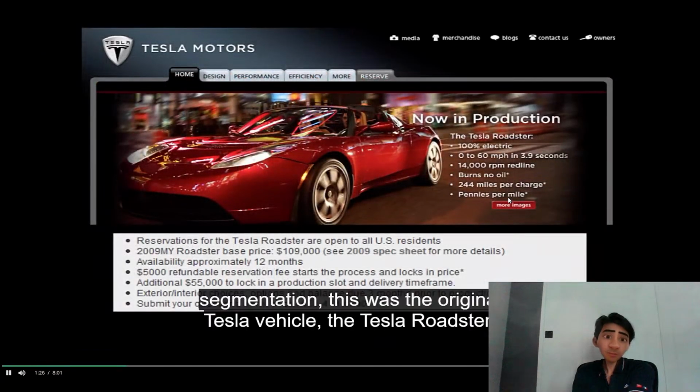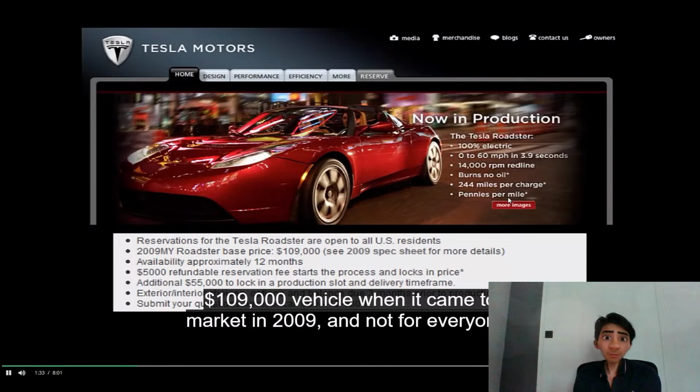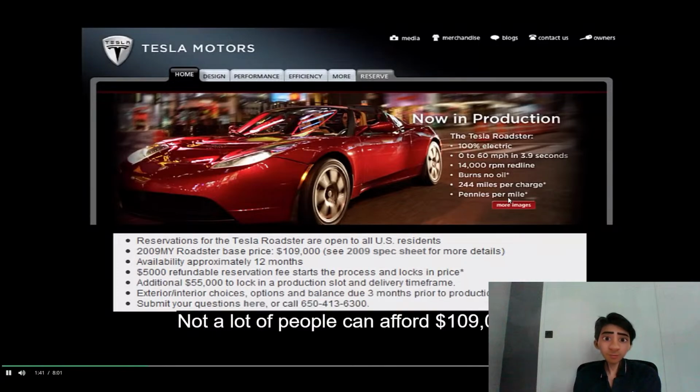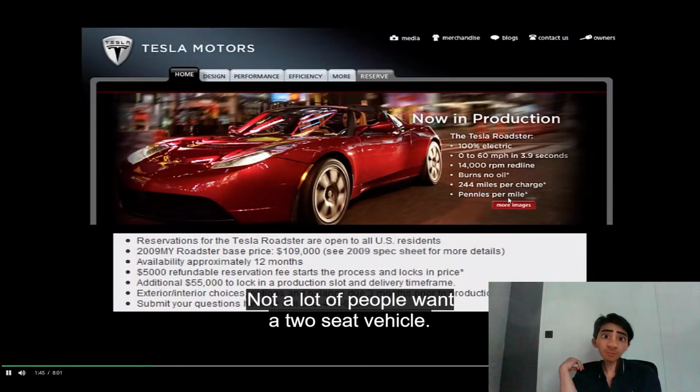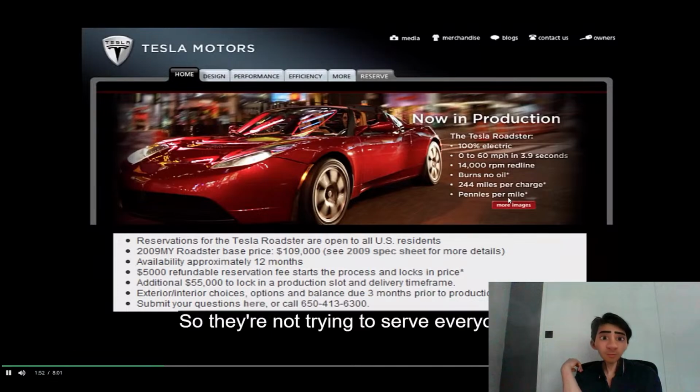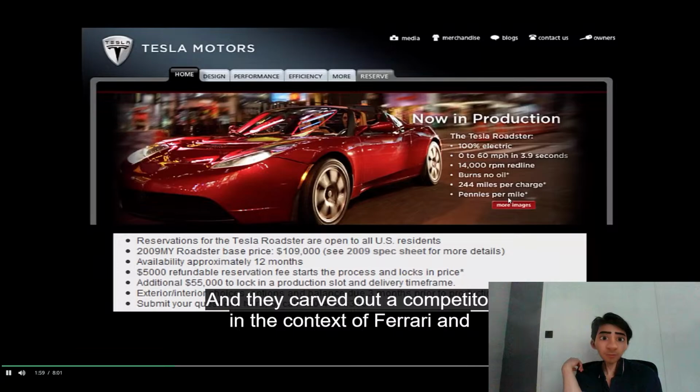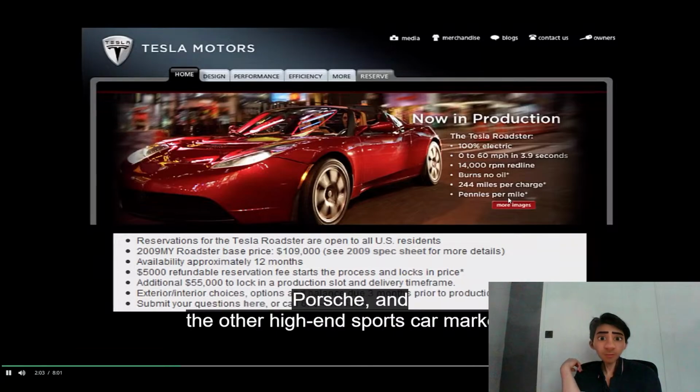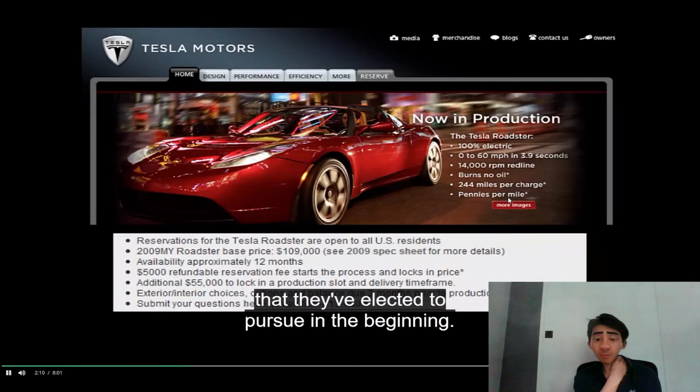So when you think of vehicles and segmentation, this was the original Tesla vehicle, the Tesla Roadster, a $109,000 vehicle when it came to market in 2009, and not for everyone. Not a lot of people can afford $109,000. Not a lot of people want a two-seat vehicle. Not a lot of people want an all-electric vehicle. So they're not trying to serve everyone, but they've carved out a niche, and they carved out a competitor in the context of Ferrari and Porsche and the other high-end sports car markets that they've elected to pursue in the beginning. So this is where they started.